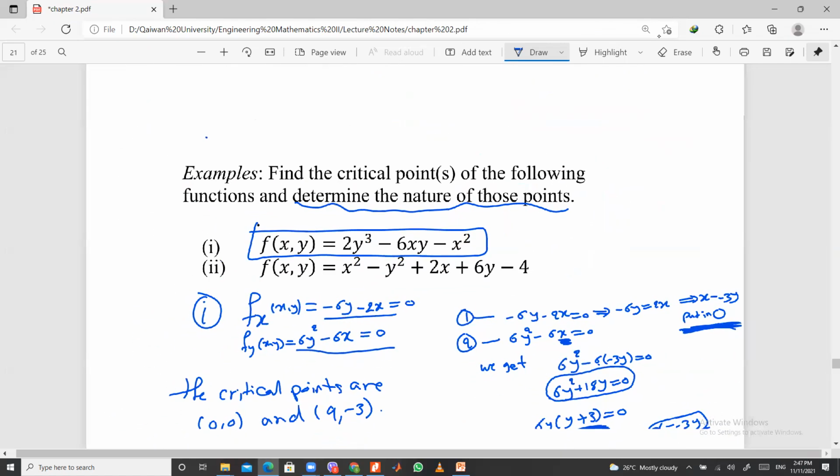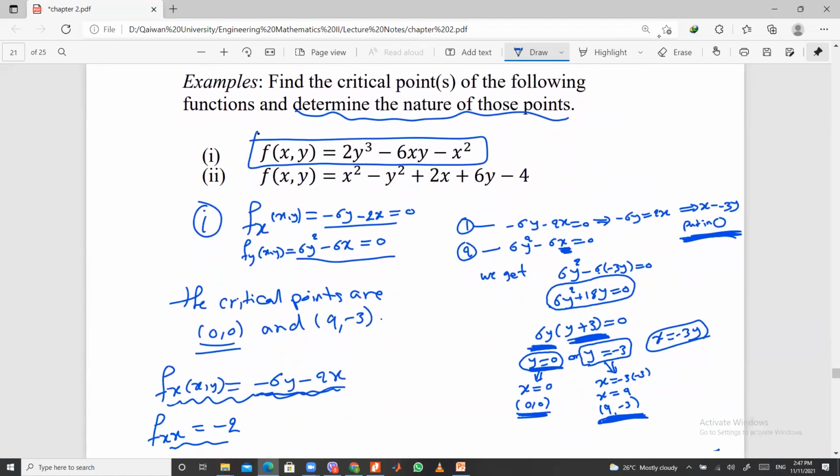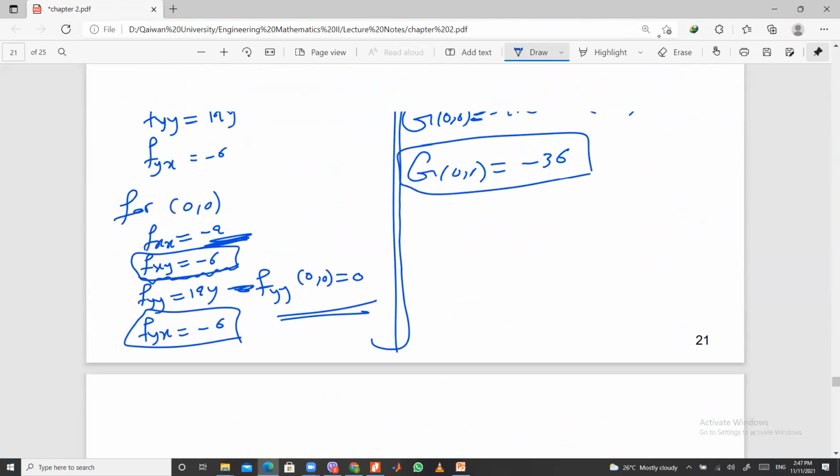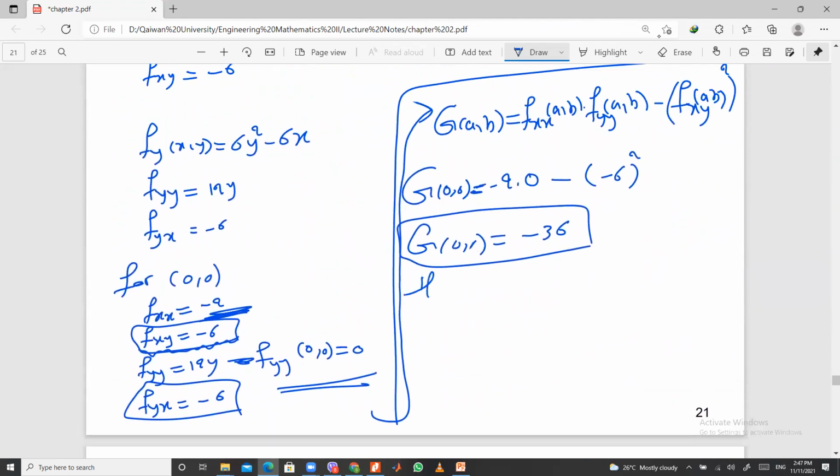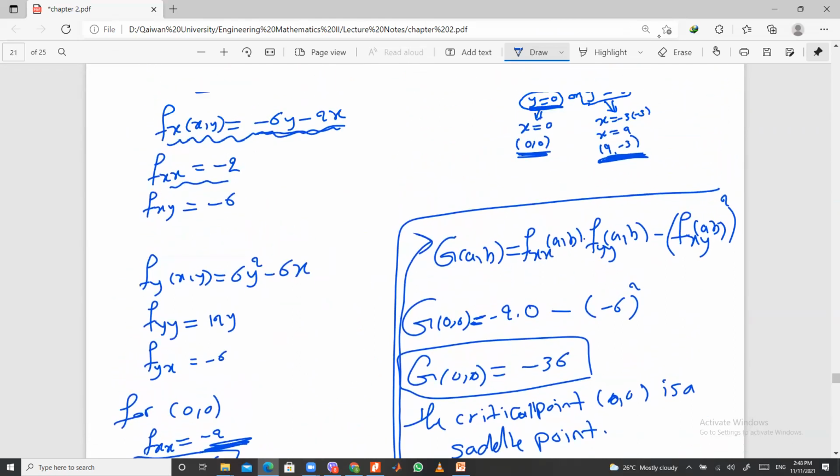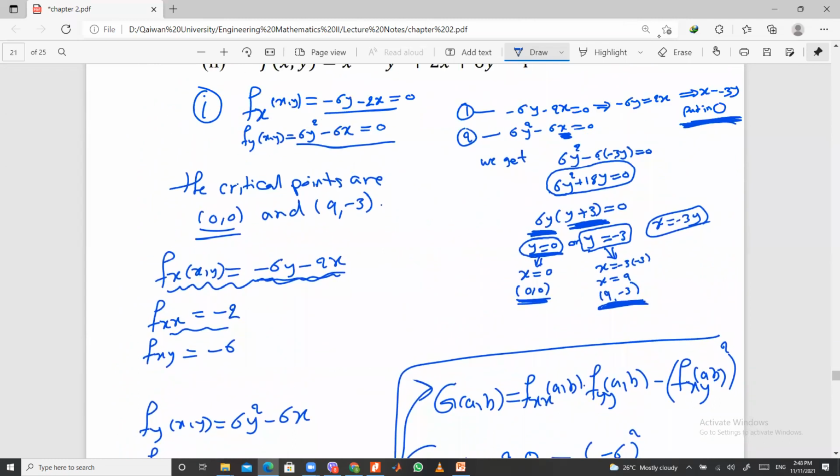So here, the critical point 0, 0 is a saddle point. That's for 0, 0. How about for 9 and negative 3?